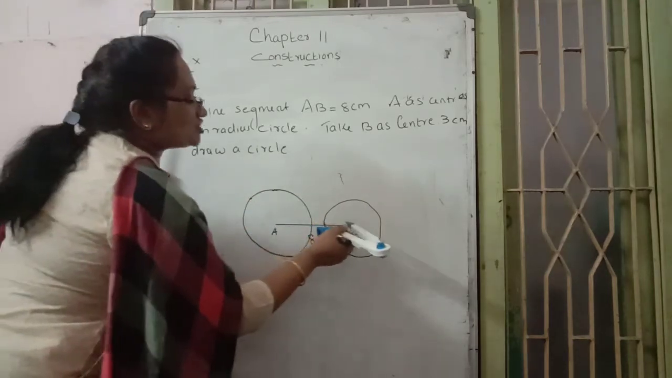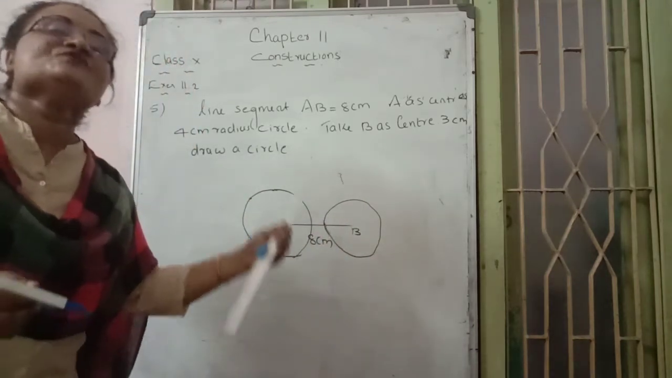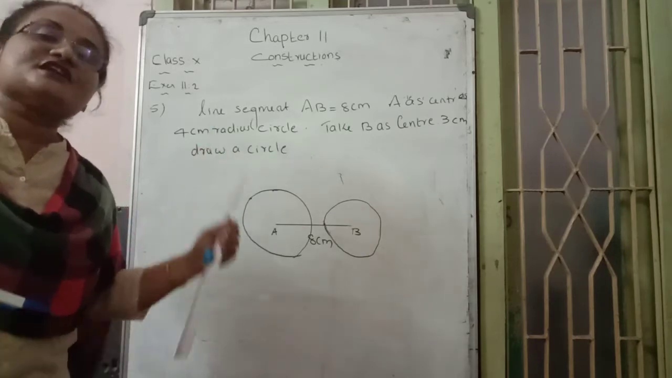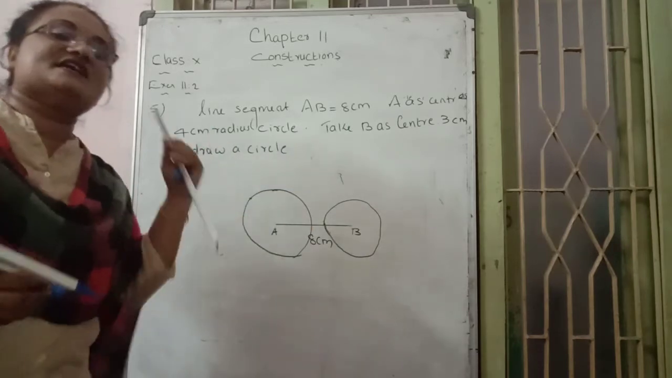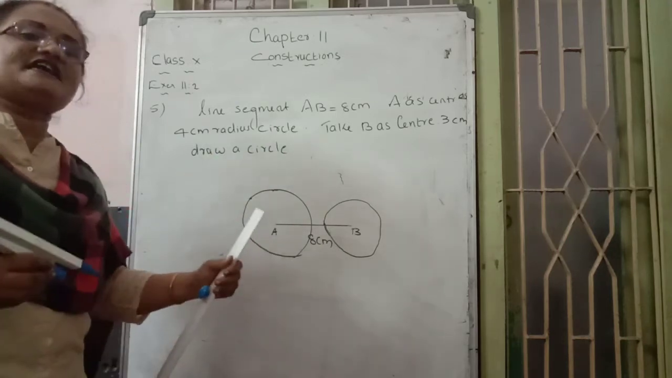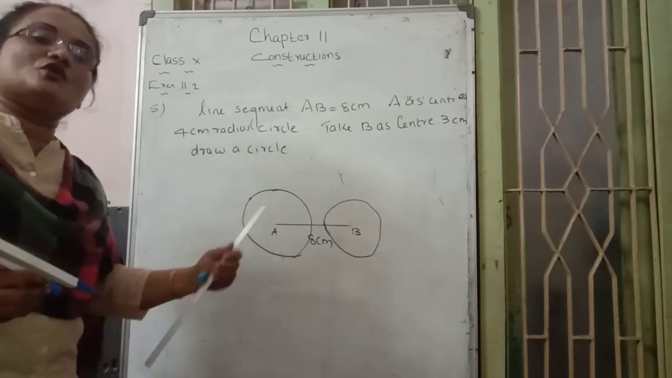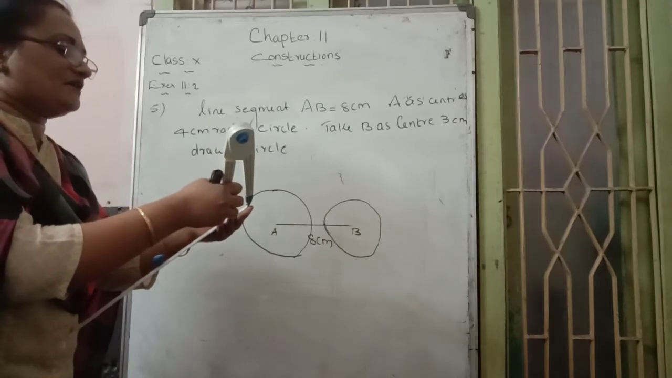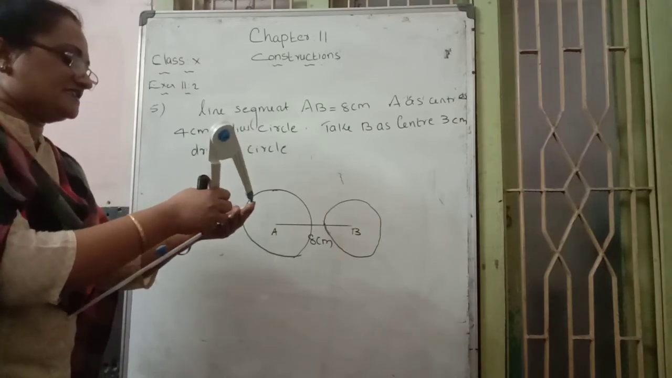Take the distance between A and B. How much is AB? 8. Draw a perpendicular bisector for AB. How to draw the perpendicular bisector? More than half. Half of 8 becomes 4, so take more than half, 4.5 centimeters.